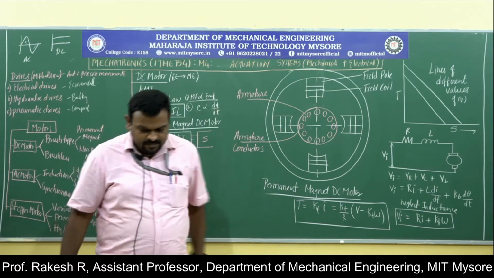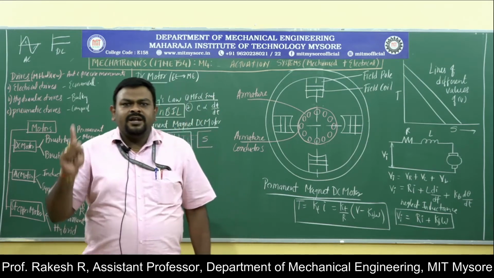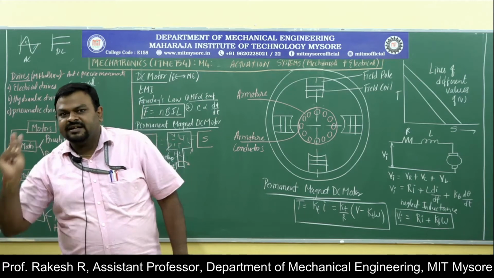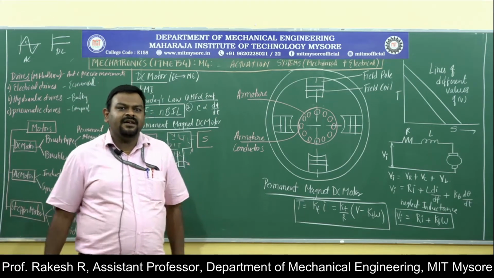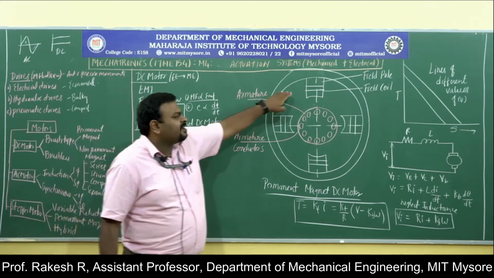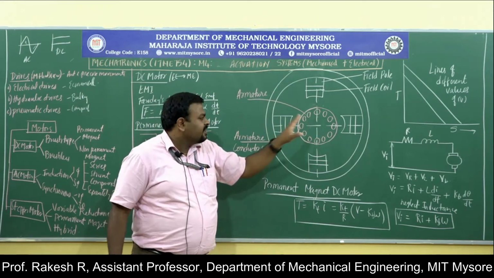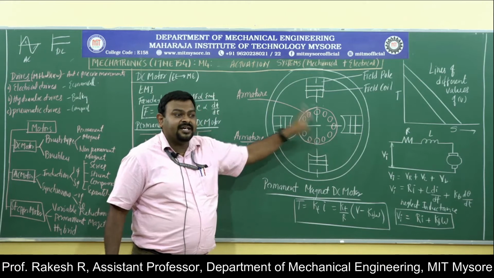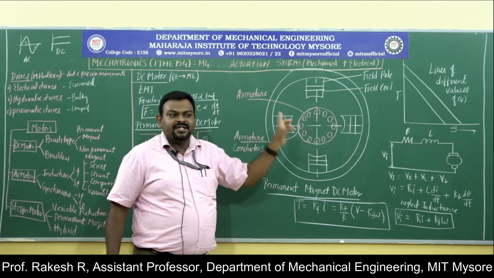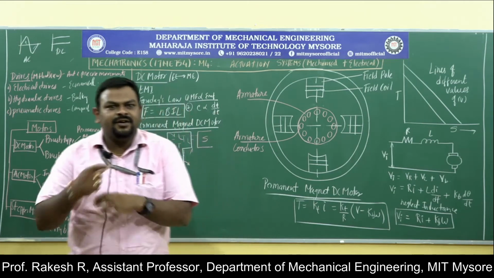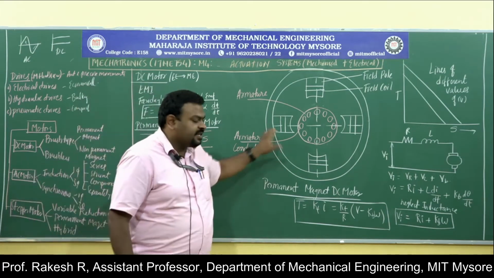Again, I said two things. One is you need to have a magnetic field, another is you need to have an electric field. Where to have a magnetic field? Here there are two things: one is the stator and another is the rotor. Here the rotor is a conductor, or an armature as we call it. That will be rotating. Rotor means it will rotate. Stator means it is stationary.